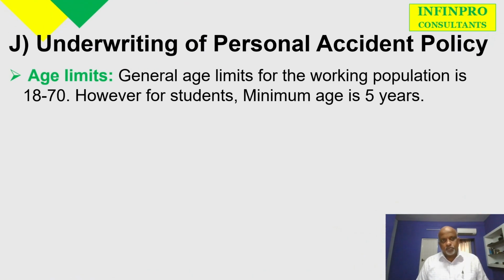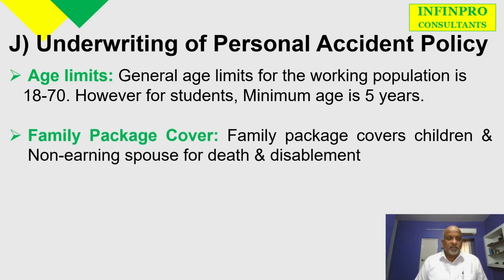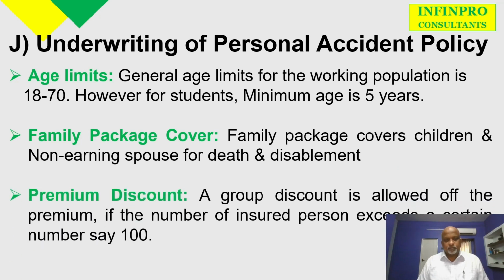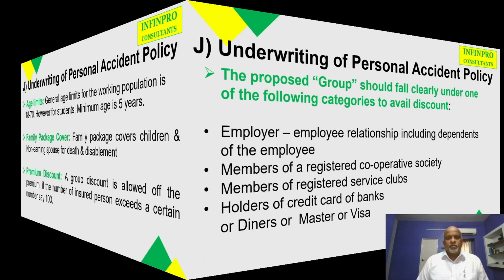Let's continue with underwriting of personal accident policy. The age limit considered is 18 to 70, however for students the minimum age is 5. A family package is also possible for a personal accident policy, and there is a premium discount if a group of people come in asking for a PA policy.